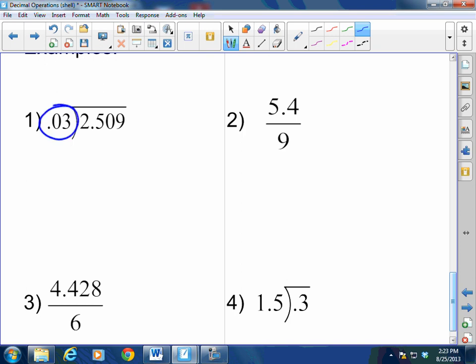I have a decimal value here as my divisor. I cannot have that. So I'm going to go ahead and move that decimal to the right 1, 2 places. Why 2 places? Because that makes it a whole number now. Okay? And whatever I do to the divisor, I must do to the dividend. So I'm going to go 1, 2 as well. And I'm going to bring that right up here. So just to make it neater, now I have converted to the following problem: 250.9. So I'm going to go ahead and bring up my decimal. I always do that so I don't forget.